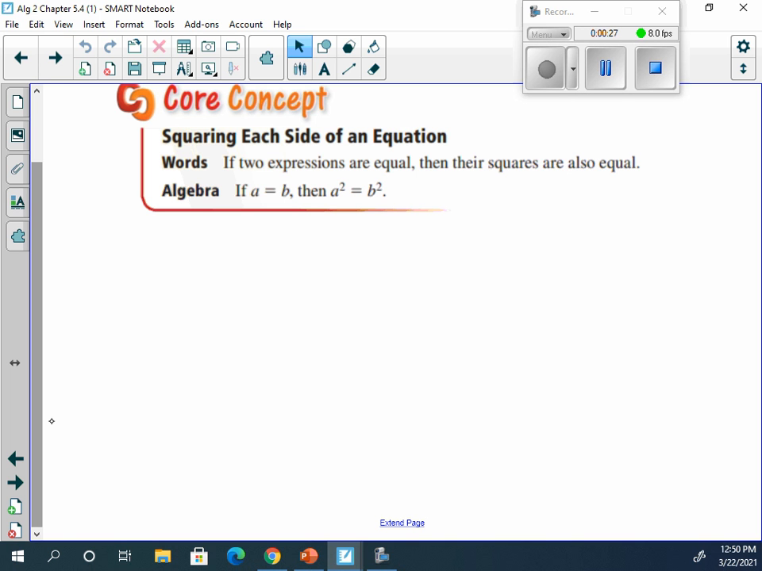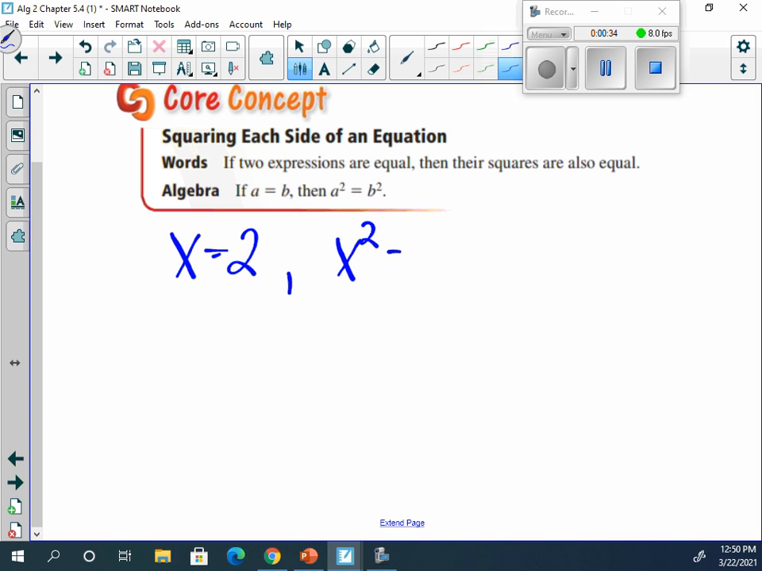Or another way to say this is that if, let's just say, x is equal to 2, then x squared is equal to 2 squared, which would be 4. These are the same thing. So if a equals b, then a squared equals b squared. We can square both sides of the equation, or put both sides to a power, and still have the same thing. And we're going to be using this property to solve radical equations.